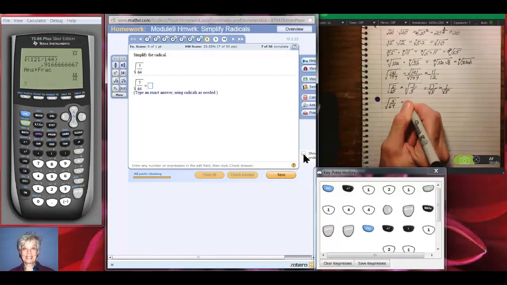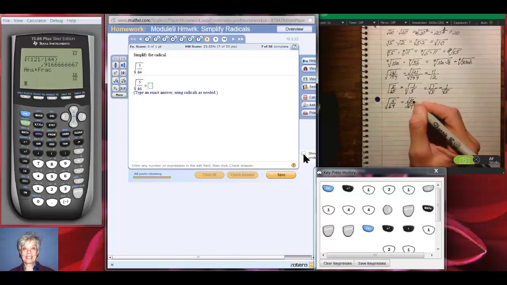64 is going to be the square root of 5 over the square root of 64. And the square root of 5 is irrational. It won't break down. It's just the square root of 5. But the square root of 64 is 8. And that's your number. That's your answer. And actually, I don't believe the calculator would have helped you at all.